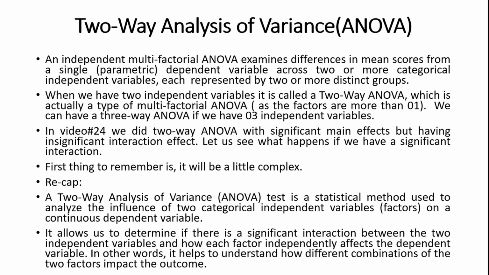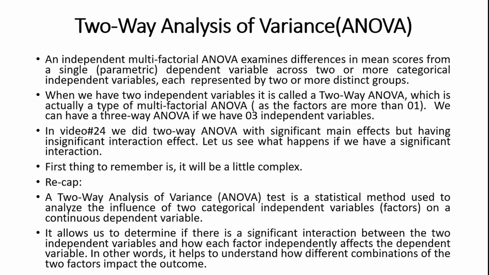We can have a three-way ANOVA if we have three independent variables. In video 24, we did a two-way ANOVA with significant main effects but an insignificant interaction effect. Let us see what happens if we have a significant interaction, and how to investigate further. First thing to remember is it will be a little complex.